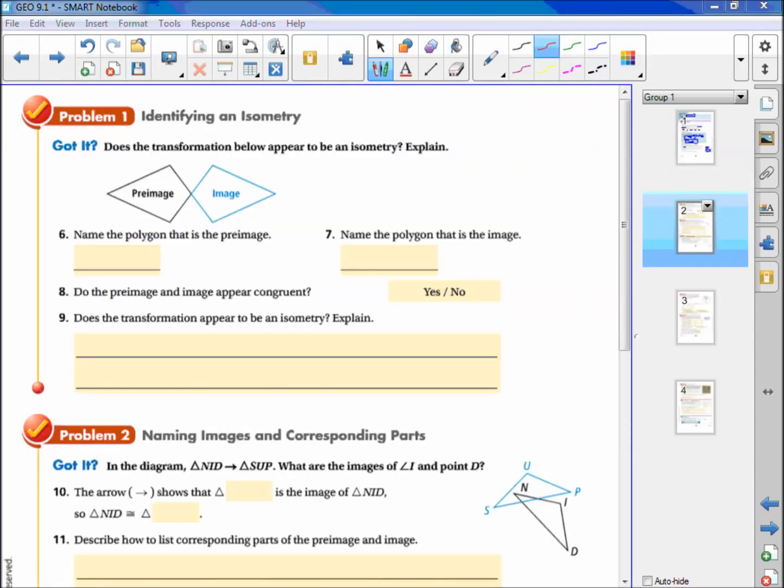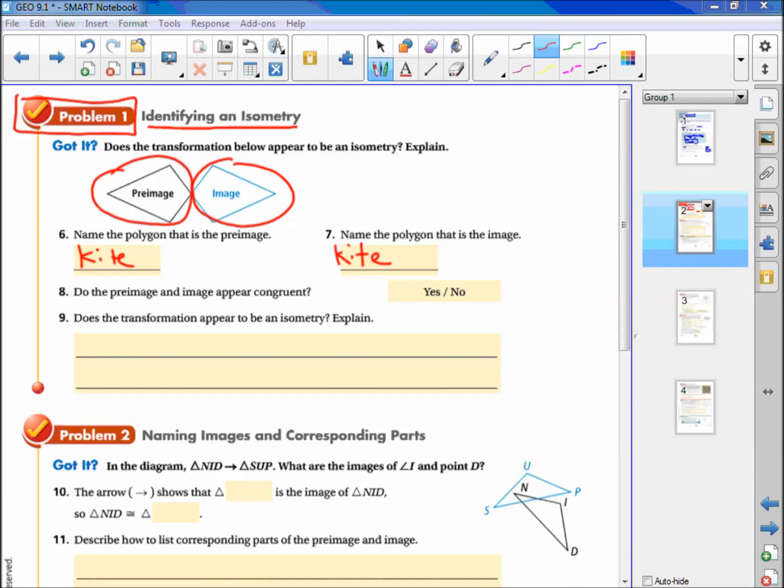Okay, on page 2 we have our big problem number 1, identifying an isometry. So we're working with the definition of isometry. Does the transformation below appear to be an isometry? And we want to explain here. So this is our pre-image, and this is our image, and both of them are kites. Do the pre-image and the image appear to be congruent?